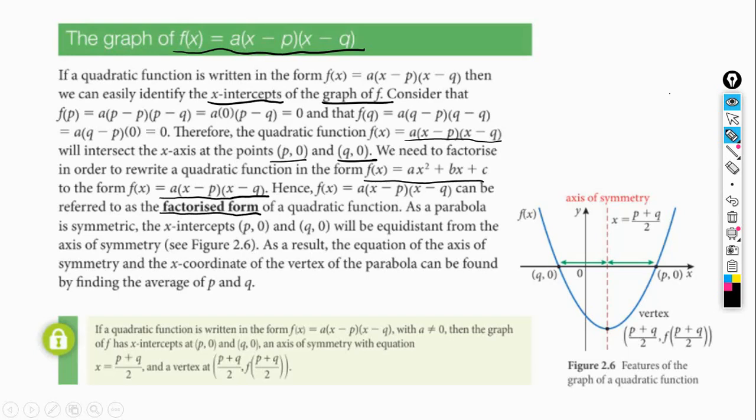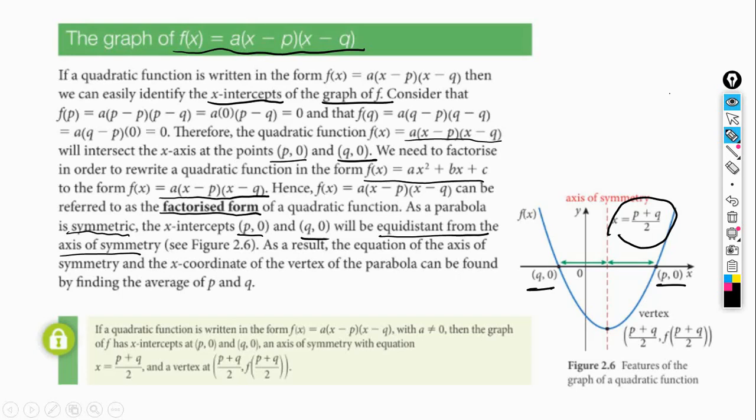Since a parabola is symmetric, then the x-intercepts p, 0 and q, 0 will be equidistant from the axis of symmetry. You can see that in figure 2.6. Notice that here to the right we have p, 0 and then q, 0 to the left, and the axis of symmetry is right between those 2 points. Therefore, that is going to equal the average of those 2 points. Notice that x is equal to p plus q divided by 2.